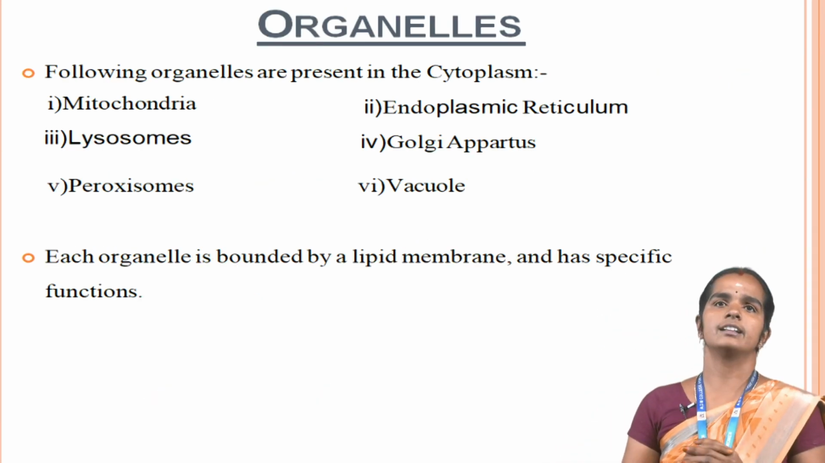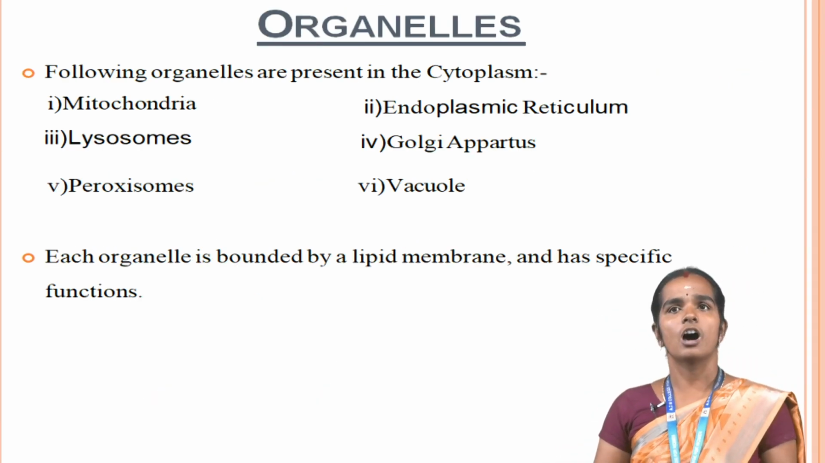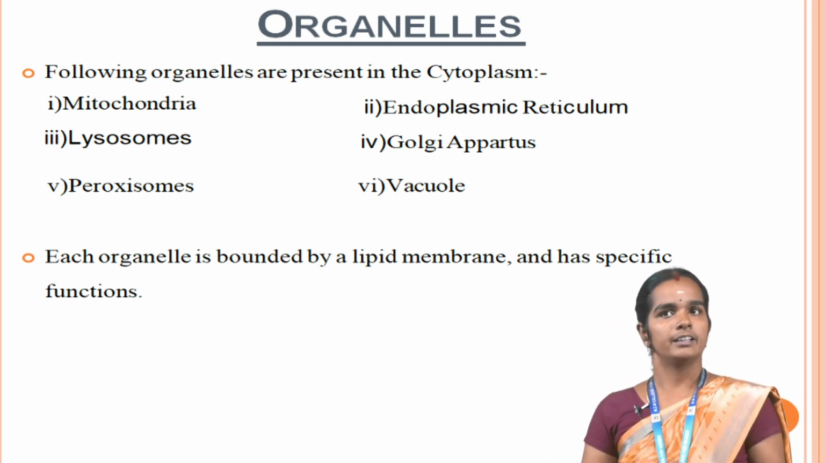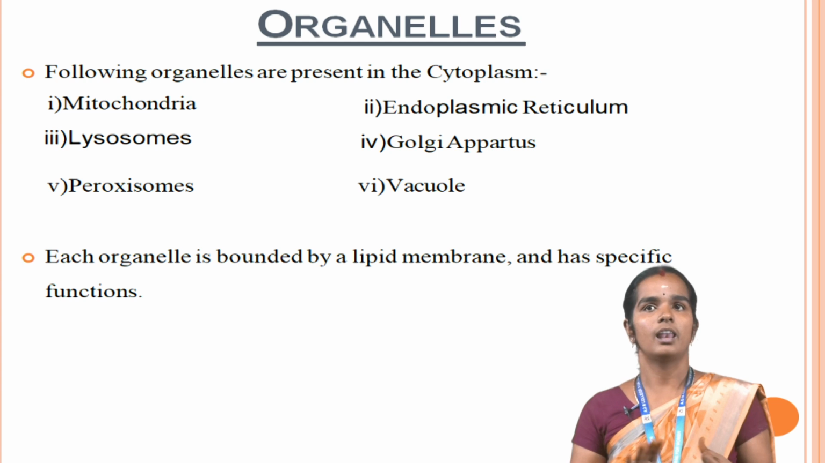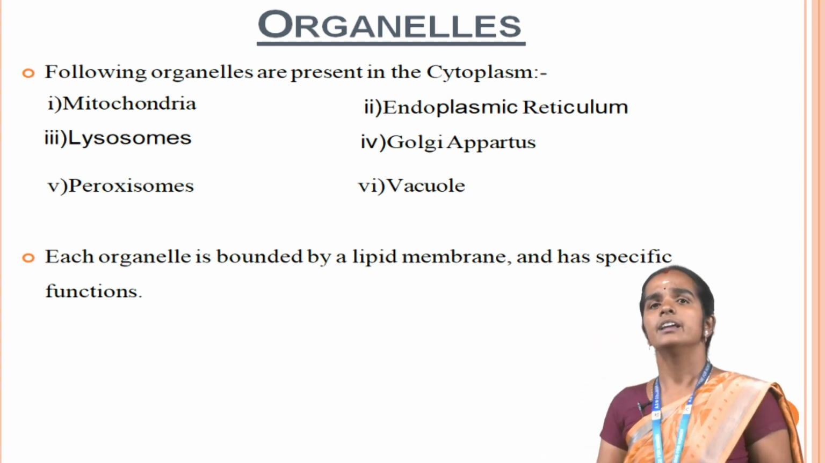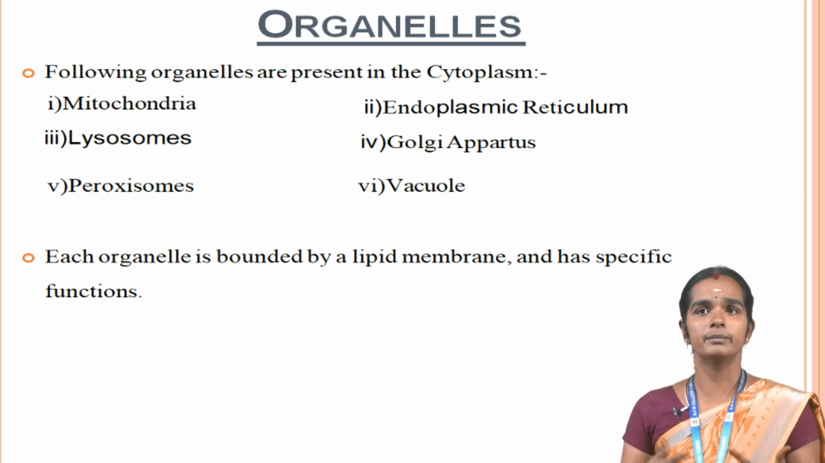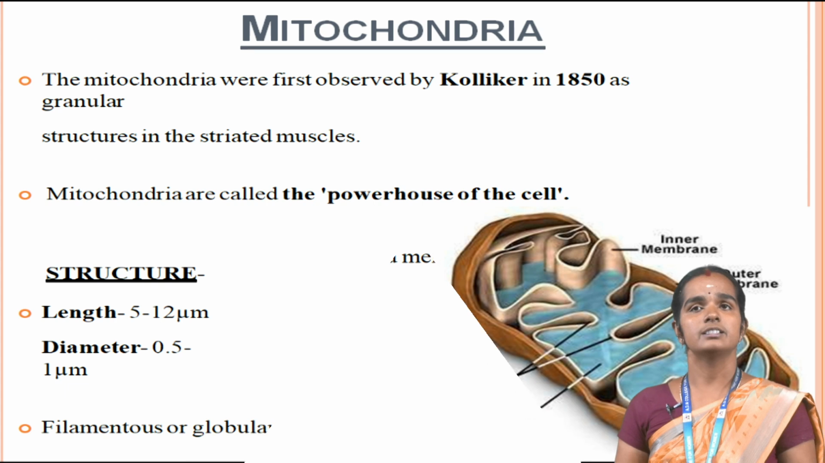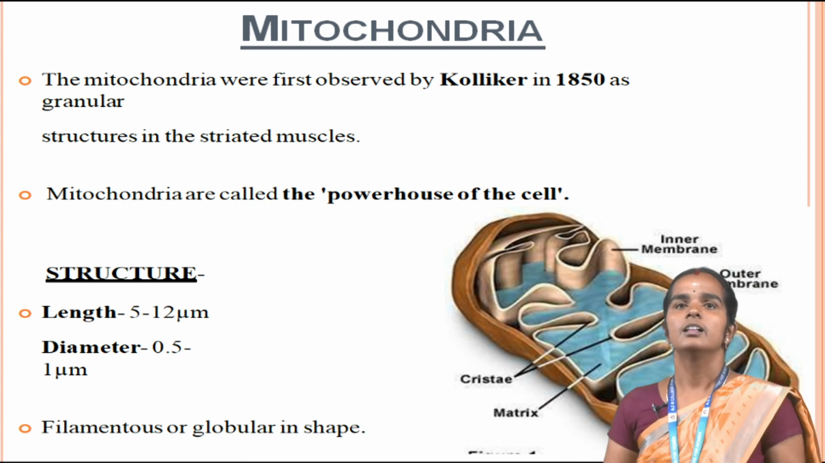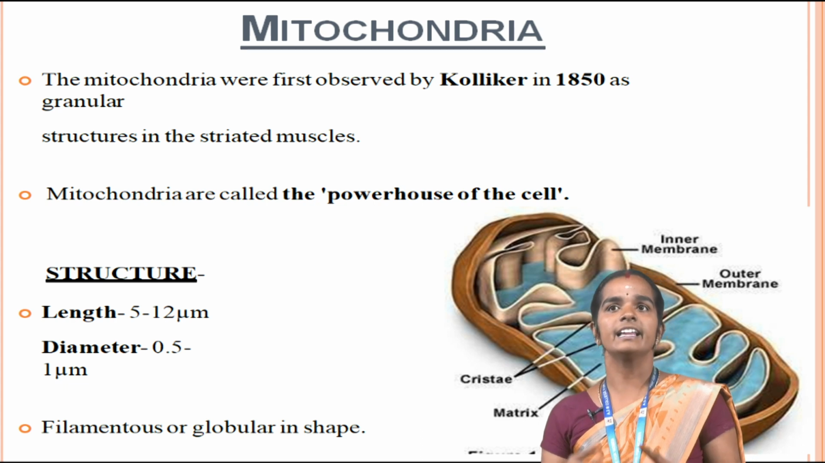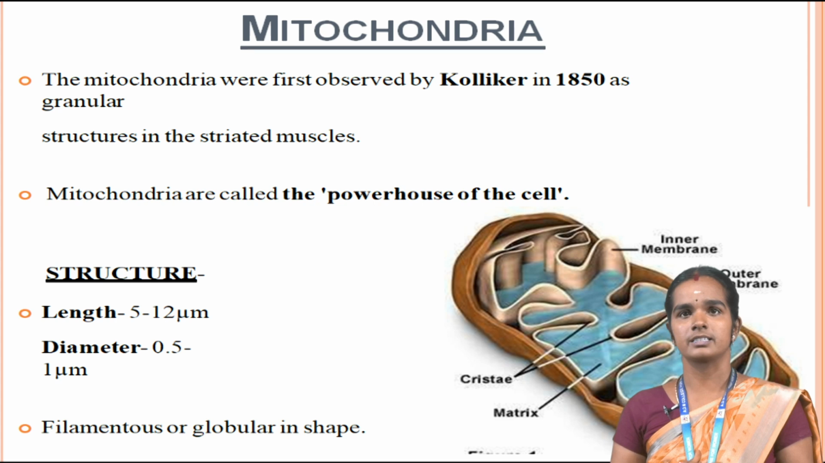These are the organelles. The following organelles are present in the cytoplasm: mitochondria, ER (endoplasmic reticulum), lysosome, Golgi apparatus, peroxisome, vacuoles. Each organelle is bounded by a lipid membrane and has a specific function. First of all, we take mitochondria. Mitochondria were first observed by Kölliker in 1815 as granular structures in muscle.